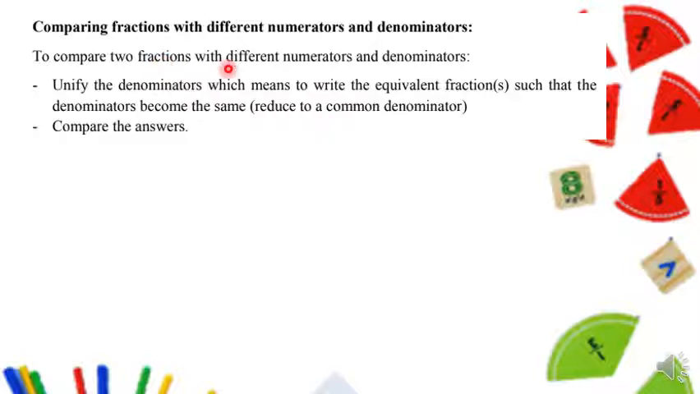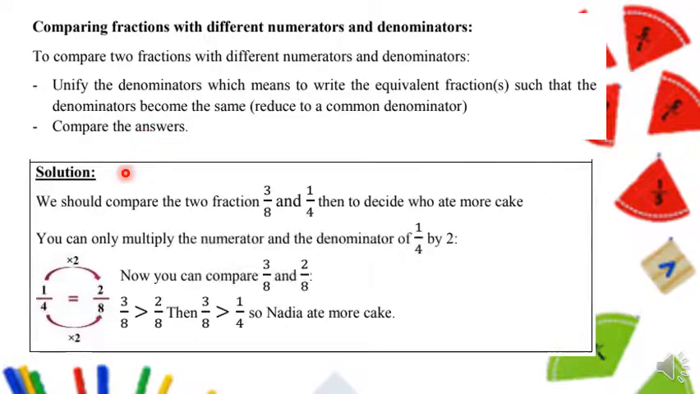To compare two fractions with different numerators and denominators, we have to follow these two steps. One, we have to make the same denominators. How? It means I have to find two new equivalent fractions having the same denominator. Then we can compare the answers. Let's go back to the previous problem. We should compare these two fractions, 3 over 8 and 1 over 4. Then we can decide who ate more.